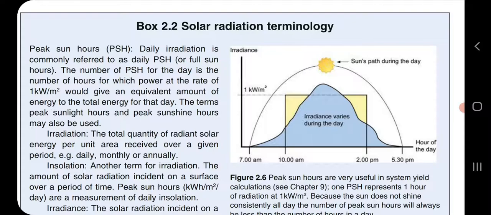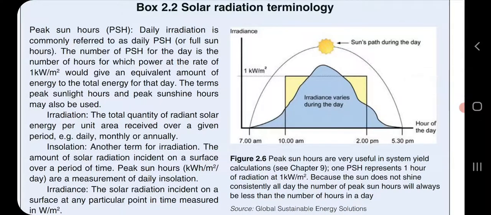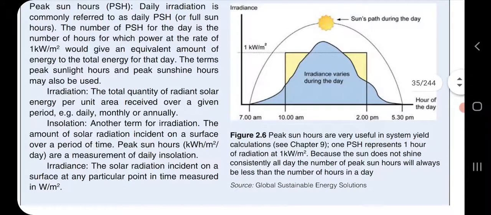Next is irradiation, the total quantity of radiant solar energy per unit area received over a given period. For example, daily, 24 hours, or monthly or annually, the amount of radiation received at a particular site where the PV panel is going to be installed is called irradiation. Insolation is the amount of solar radiation incident on a surface area for a period of time. Irradiance is the solar radiation incident on the surface; the solar radiation which comes at the surface of the earth is called irradiance.